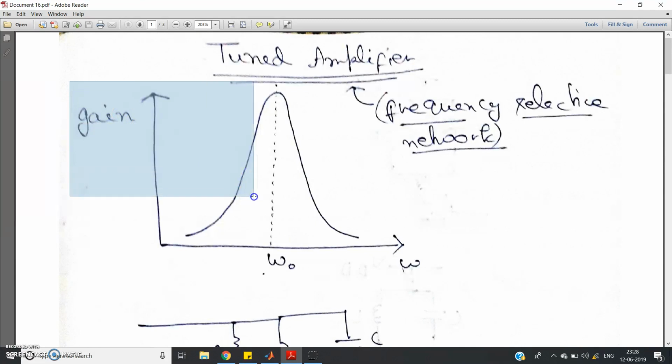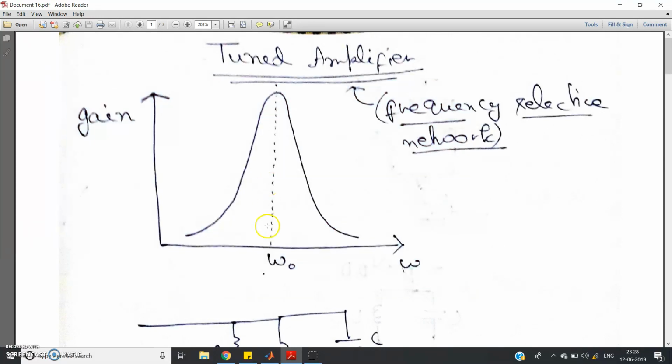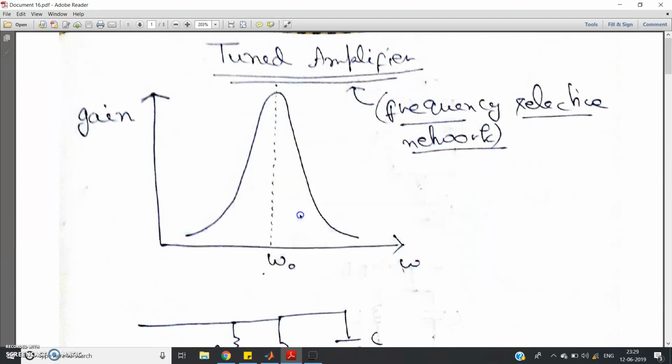So the basic idea is that we have to make the gain versus frequency curve like this. We have to design a circuit which will have a gain versus frequency curve like this one. It will amplify a particular frequency to a very high value. How we can design such a circuit, that's what I am going to discuss in this video.